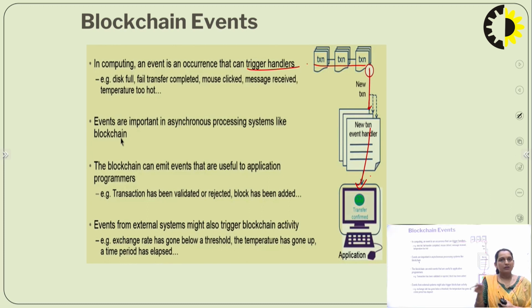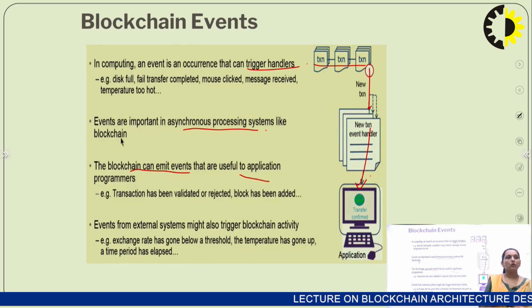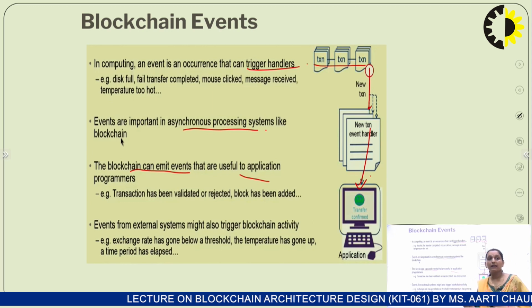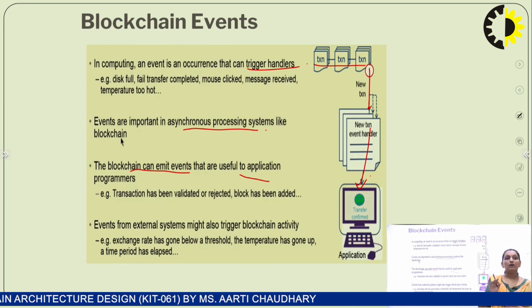So events are asynchronous. We have an asynchronous processing system that is used in a blockchain, one after another. So we have to make blocks of it. The blockchain can emit events and help the application programmer to validate it. Or if it's not validating, we are rejecting it. If we are rejecting that, we are not saying that the transaction is valid. If it's invalid, we are rejecting it.